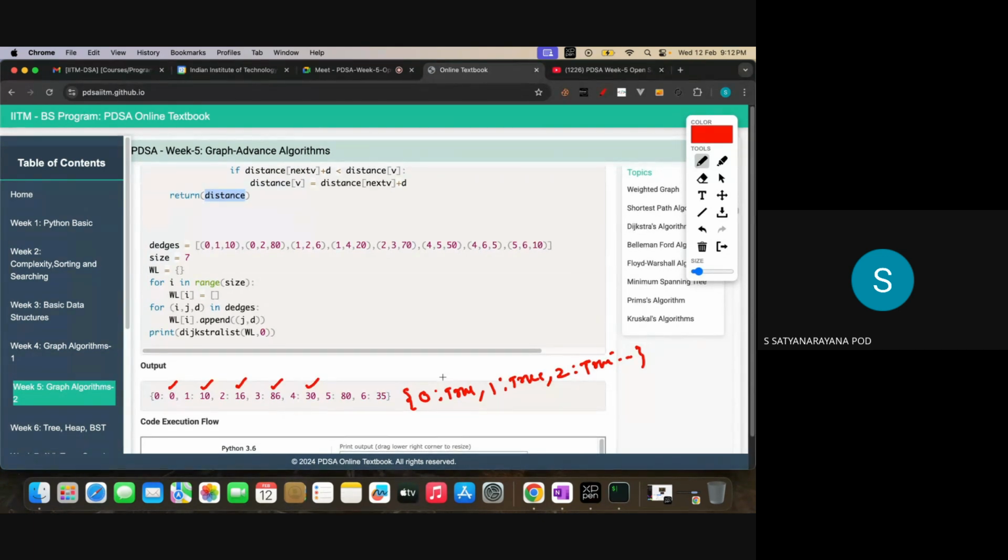but they don't ask you a straightforward question like "do it with Dijkstra's algorithm." So you have to think, oh, I have to use Dijkstra's algorithm. Hope it's clear. Is it clear?